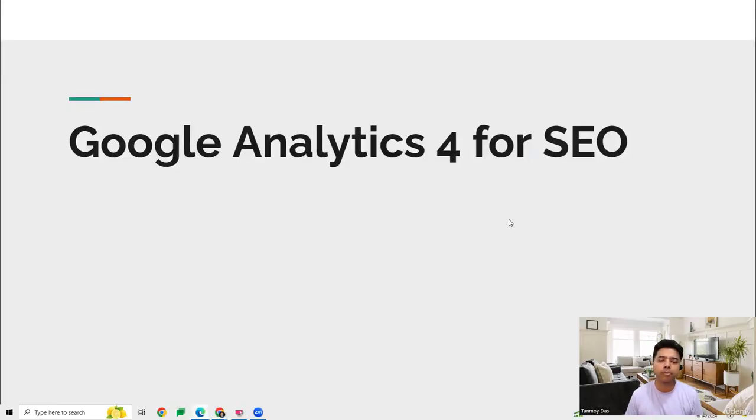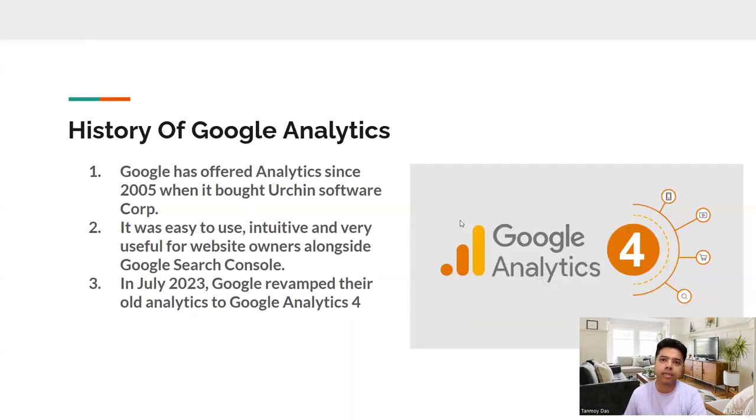In this session, we'll talk about Google Analytics 4, which we can use for SEO. So before we get into that, we just need to understand the history of Google Analytics. Google Analytics is a service which Google started offering in 2005 when they bought it from a company called Urchin Software. Since then they changed the name and started calling it Google Analytics.